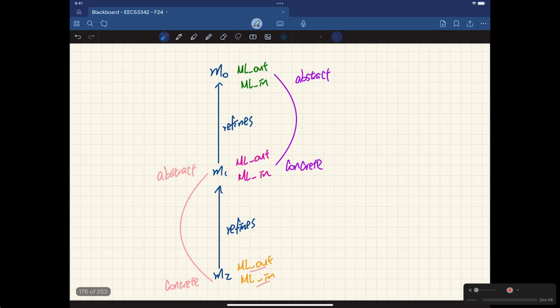All right, and then we spoke about how abstract and concrete are more like relative terms. So when you compare M0 and M1, this will be abstract, this will be concrete. Later on, we're going to have a second refinement, M2. So when you compare M1 and M2, M1 will now become abstract, and M2 here will be concrete. So it's really relative as opposed to absolute.